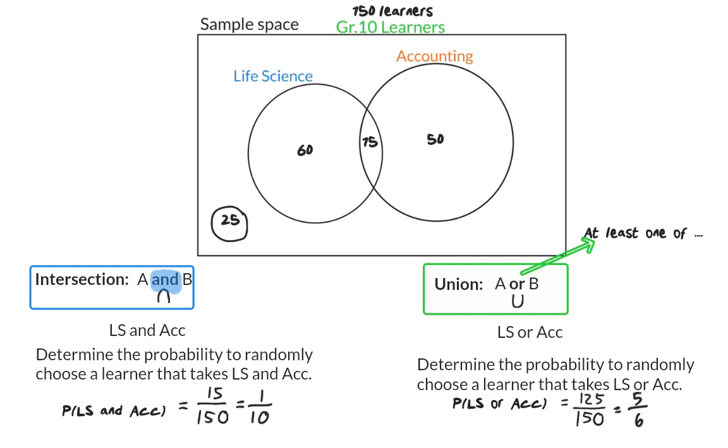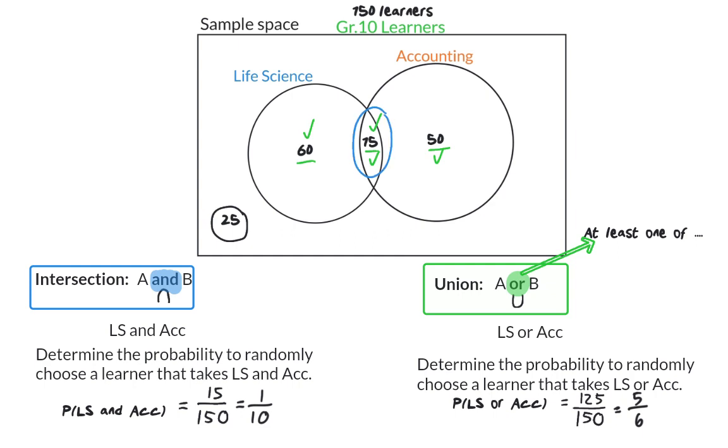Let's go and tick off the two events again. Starting off with life sciences, we have 2 parts in life sciences. For accounting, also 2 parts. So when the question is A or B, anything that you've marked will form part of your answer. But when the question was "and", it is only the part that you ticked off for both events that is part of your answer.